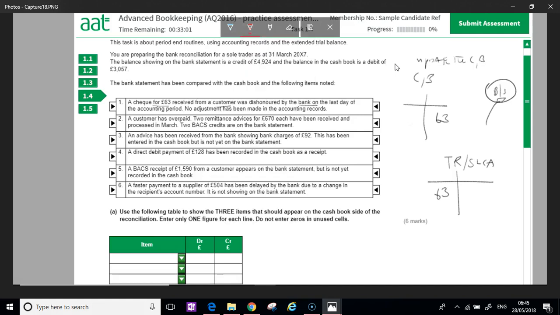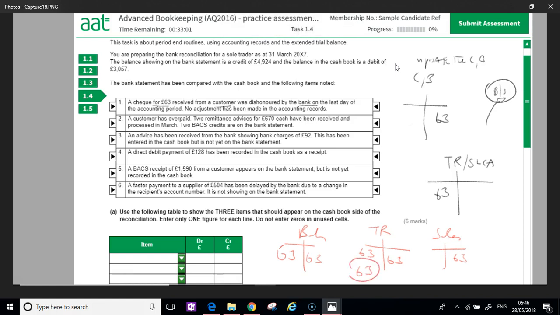When you sold this client the goods, you started off with sales and trade receivables. So you sold them 63, 63. Then they paid you 63. Then you recorded it in your cash book as having been paid 63. Then the bank calls you and tells you, sorry, they still owe you the money. So it's 63 here, 63. We're basically saying they still owe us the money, and therefore we do not have it in our cash book. That's why you have 63 on the credit side.